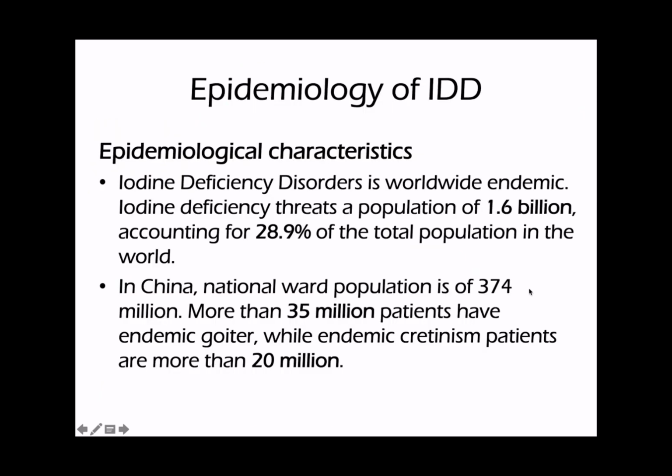So what's the epidemiology of IDD? IDD is actually endemic worldwide, and it threatens a population of 1.6 billion, accounting for nearly 30% of the total population of the world. In China, the population at risk is 374 million. More than 35 million patients have endemic goiter, while endemic cretinism patients are more than 20 million. So that's actually a larger number. That's basically a lot more than we thought, right?